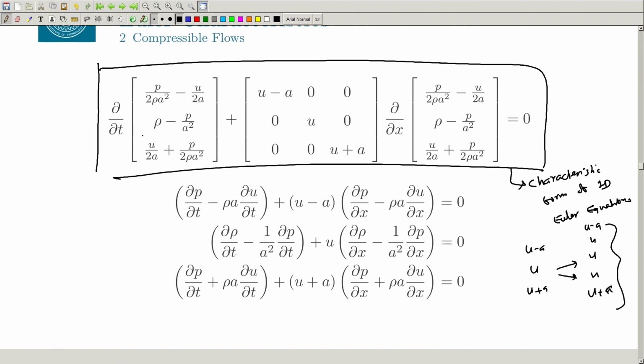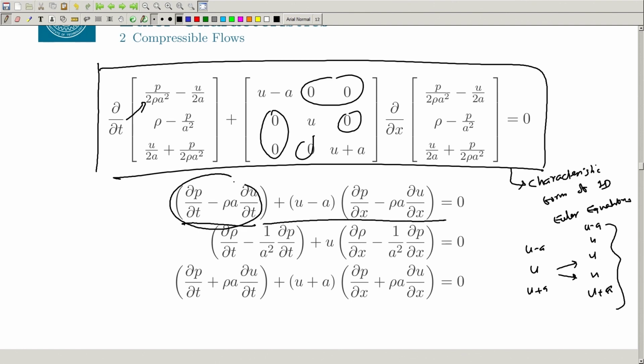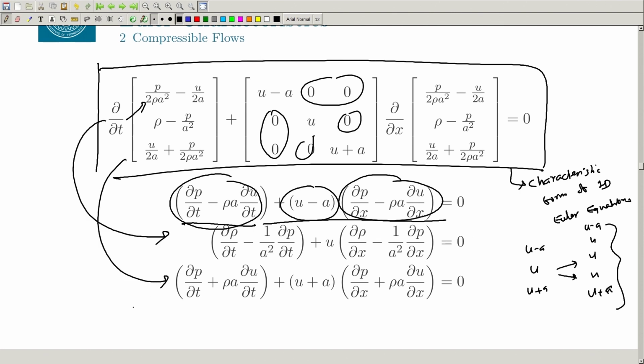So, you can decouple the equations and write them. If you take one equation at a time, because these are all decoupled, all these elements are 0, you can see here these are decoupled equations. So, you can write this as dp by dt, and you can remove some terms. So, this will become rho a du by dt, with u minus a. This is the variable that you have, which is propagating at the speed of u minus a. Similarly, you can write for the second one, and similarly for the third one. So, these are three characteristic equations that we got.